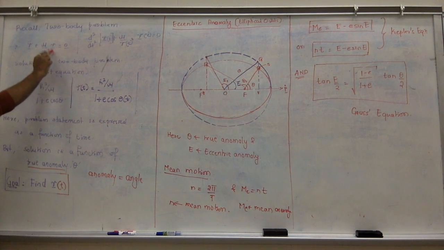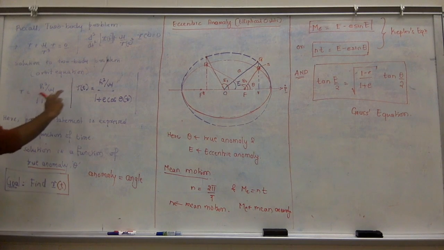So I told you this is the two-body problem statement. The two-body problem statement is a function of time. However, when we solve the two-body problem, the solution is a function of theta. And what I told you was, it is convenient if we figure out how to express this r directly as a function of time. So from that, can you justify this discussion and this rationale?